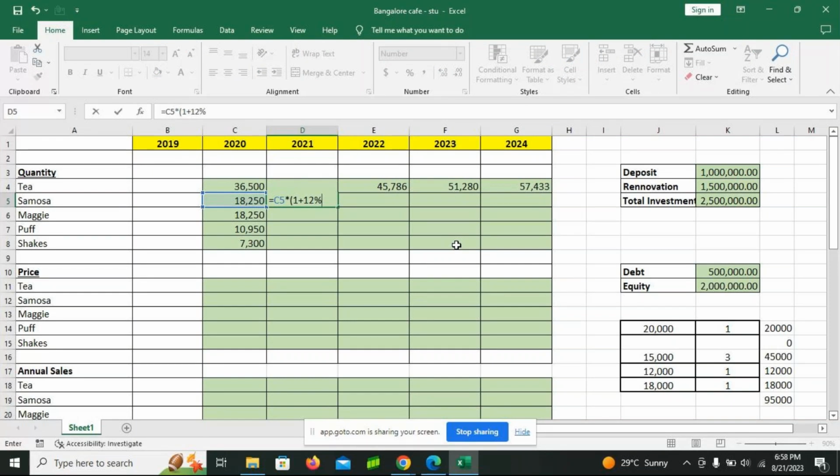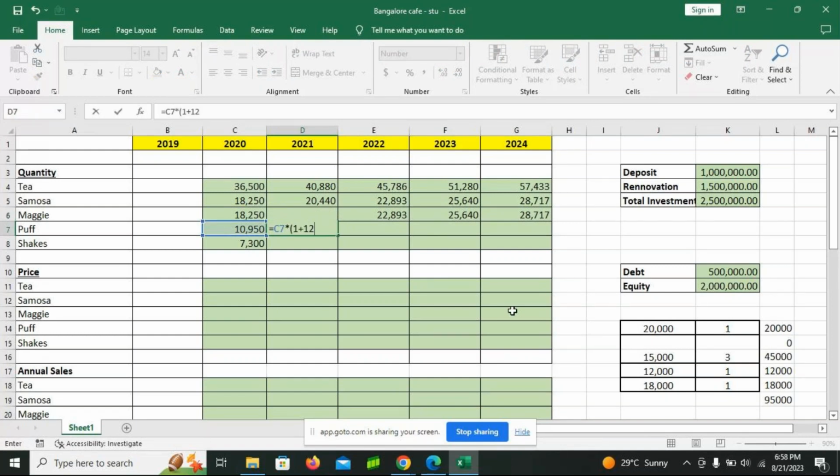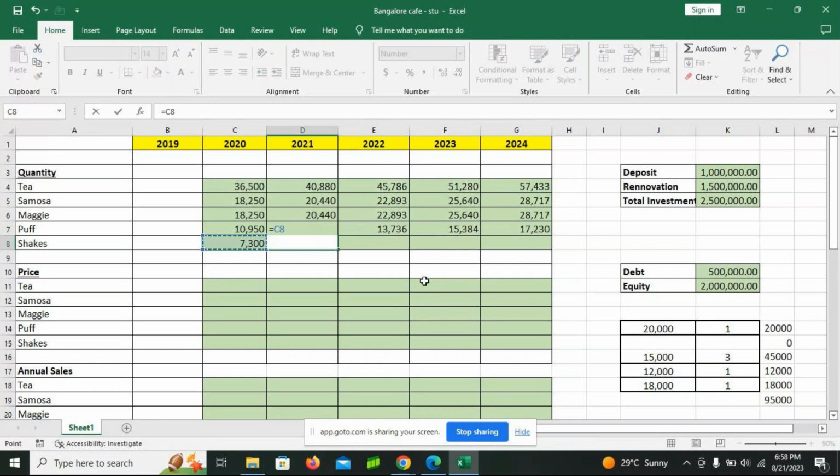How am I getting this 12%? By including month on month sales into 1 plus 12%, into 1 plus 12%, plus 12%. So I wanted you people to calculate this and put it.